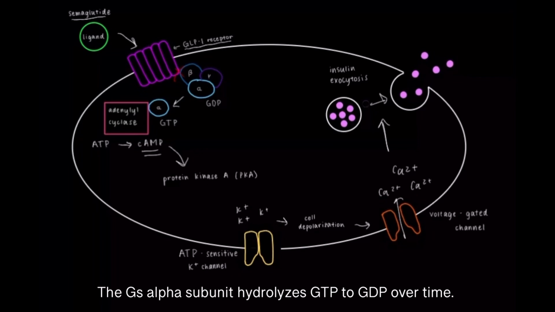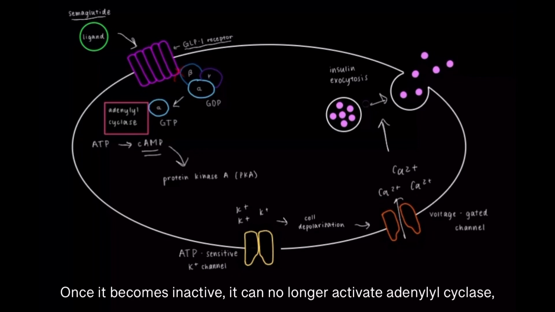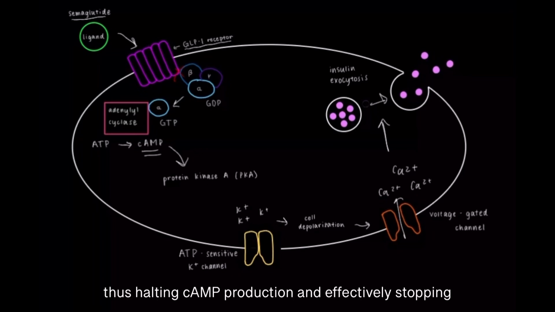The GS alpha subunit hydrolyzes GTP to GDP over time. Once it becomes inactive, it can no longer activate adenylyl cyclase, thus halting cyclic AMP production and effectively stopping the primary signaling cascade initiated by semaglutide.